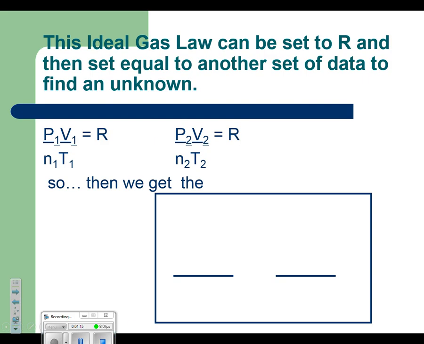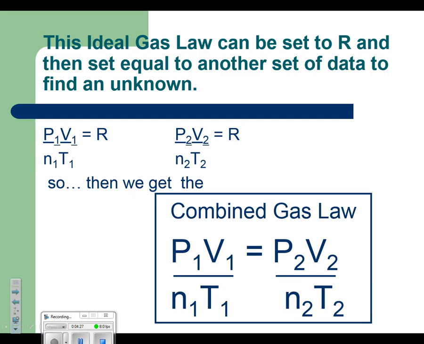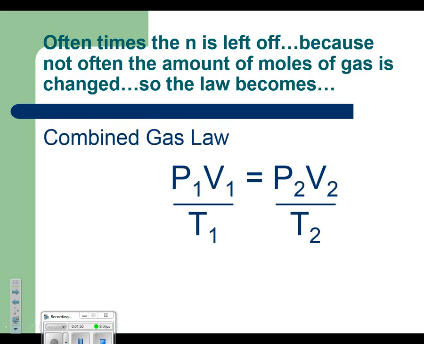Okay, so the ideal gas law we can solve for R. So if we solve it for R and we say this is one set of data on the left here and one set of data on the right, then we can set those equal to each other. And if we set them equal to each other, we get what's known as the combined gas law. P1 V1 divided by N1 T1 equals P2 V2 divided by N2 T2. A lot of times we drop the n's. The n's will drop out because we don't play with the number of moles very often. A lot of times it becomes this. That's how we'll use it the most. So if you put the n's in there, just remember that they're often not there.